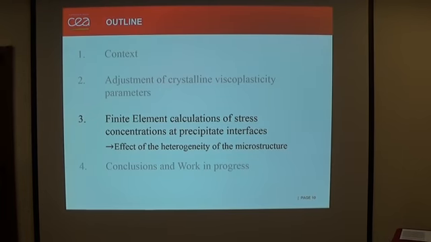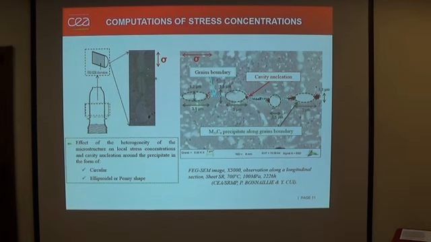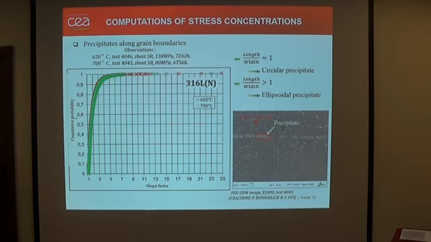After this adjustment of parameters, we can do our calculations of stress concentration. From our SEM observations of the longitudinal section of specimens, we can observe that the precipitates along the grain boundary could be bean-shaped or ellipsoidal. Some of them are circular. And we observe cavities just on the grain boundary where we have the precipitate. The shape factor of the precipitate is generally between 1 and 5, and the majority is between 1 and 3.